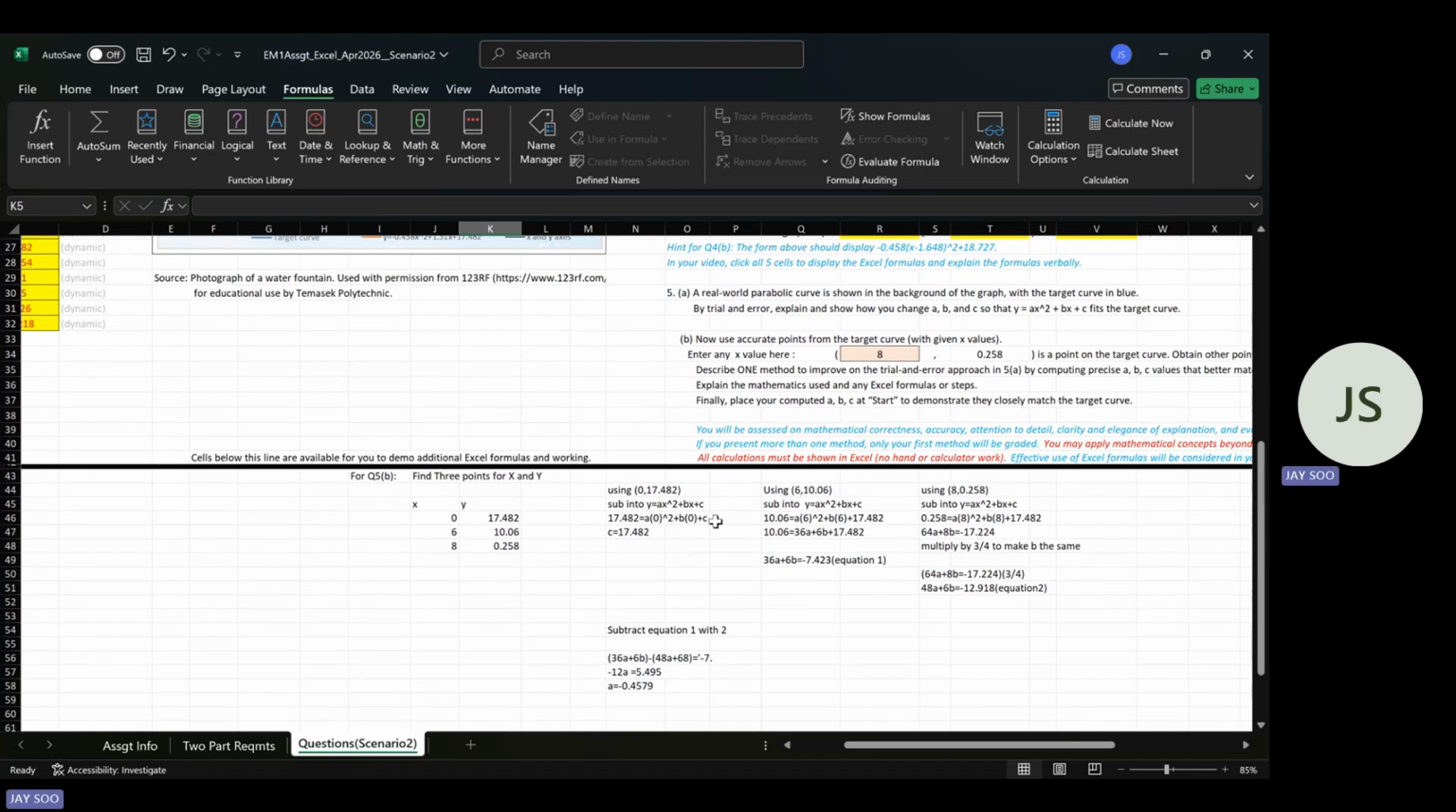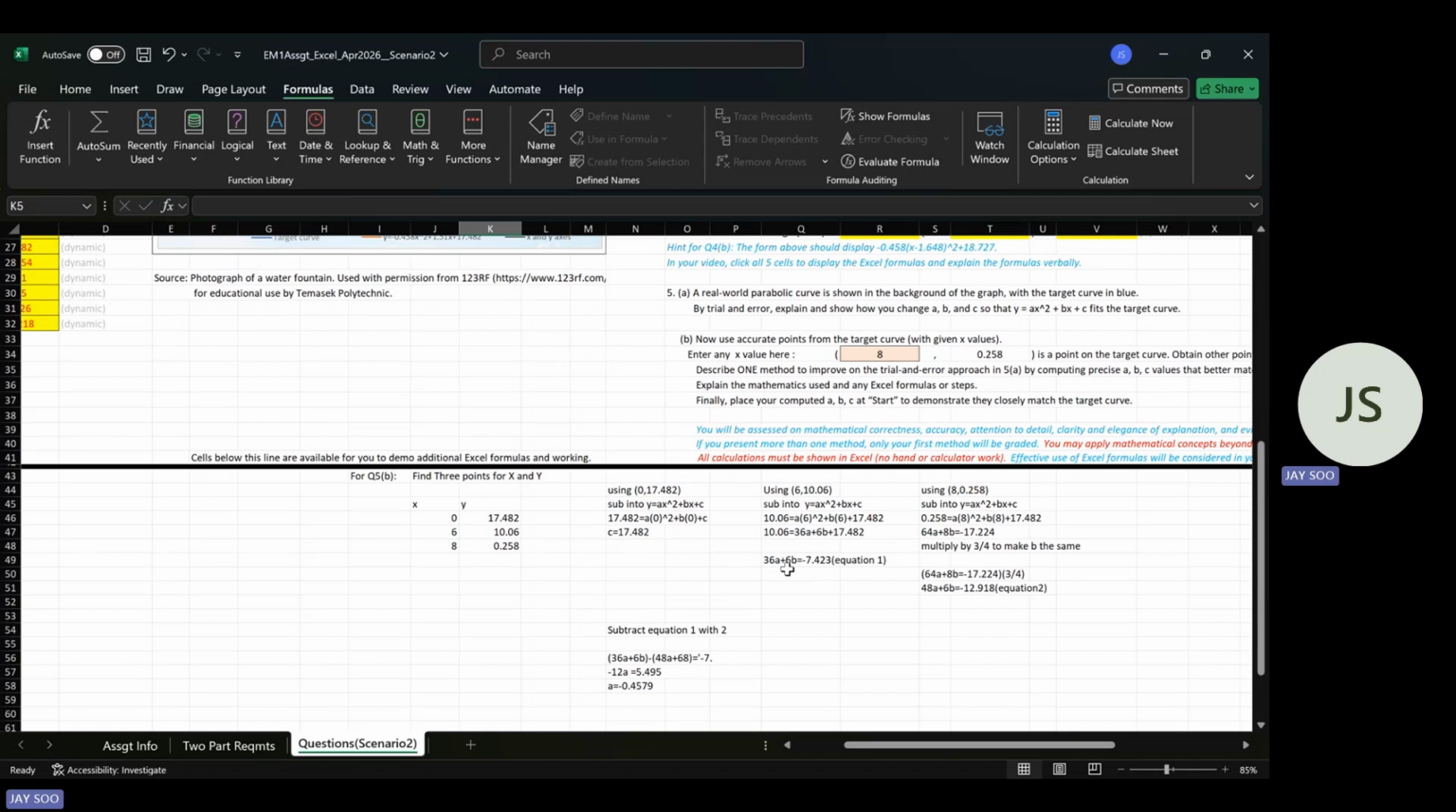Using the second point, same, I sub in x and y, and end up with this. For C, I sub in C equals 17.482 here. We'll end up with this. This will be equation 1. Lastly, I use the final point and do the same steps that have ended up with this equation.